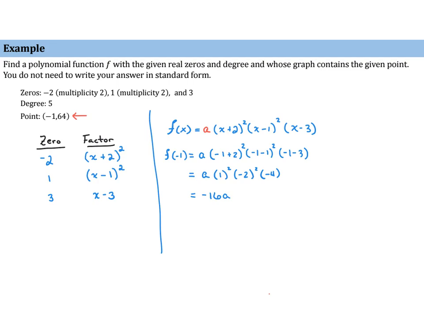But this is supposed to have an output for negative 1 of 64. So this is supposed to equal 64. So this means that a must equal negative 4. Therefore, f of x equals negative 4. We'll replace a, then we have x plus 2, quantity squared, x minus 1, quantity squared, x minus 3.